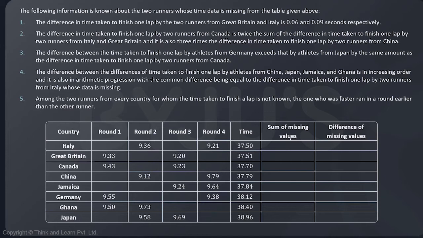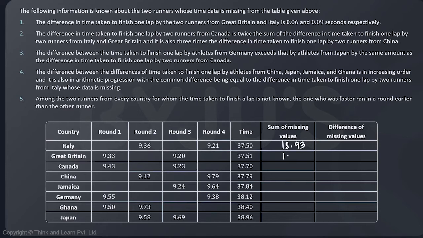Let's have the same table by adding 2 more columns. The new columns are sum of missing values, the one that we just discussed. We will subtract the sum of the time taken by the 2 values given for each country from the total time given to us. So if we fill this up, it's going to be 37.50 minus 9.36 minus 9.21. So this is going to give us 18.93.